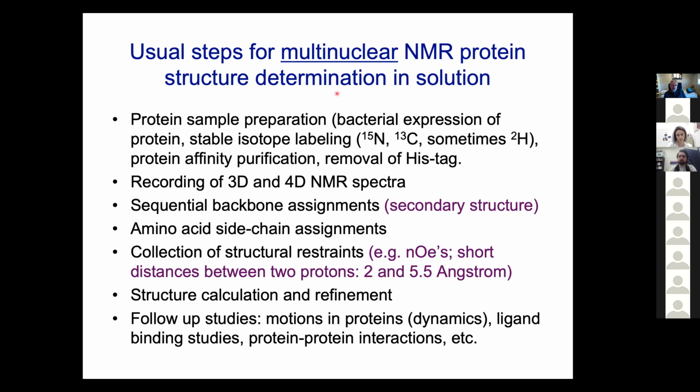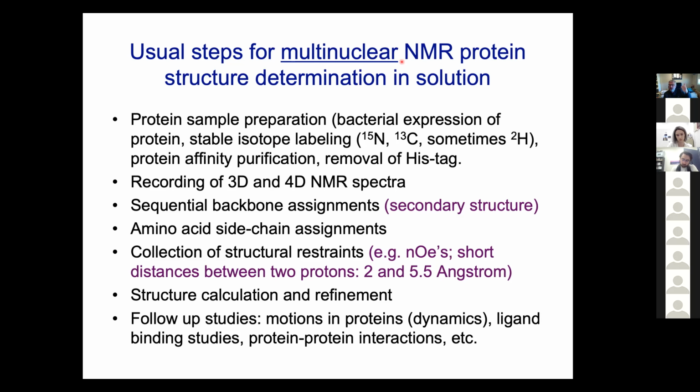Now, in order to do that, you have to do bacterial expression of your protein. And that's what we're going to talk about in the next 20 minutes or so: how can you do bacterial expression. And if you're smart during bacterial expression, you can also put an affinity tag on the protein and purify it easily after you've made it in E. coli. Once you've prepared that, now we can do multinuclear NMR.